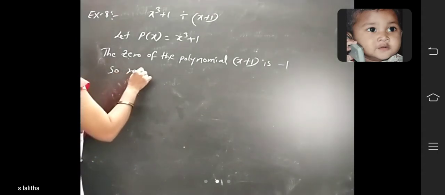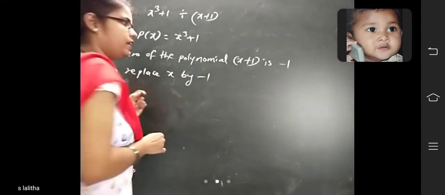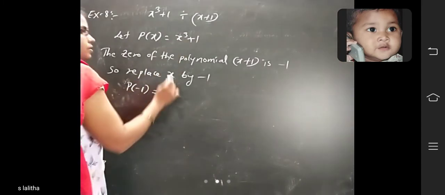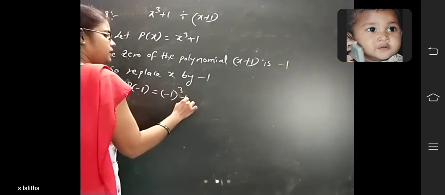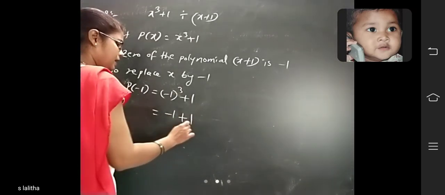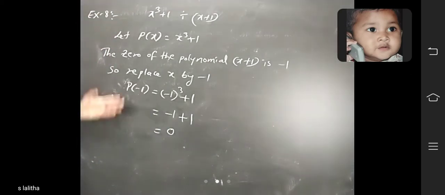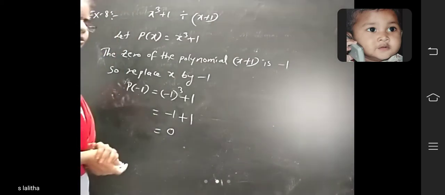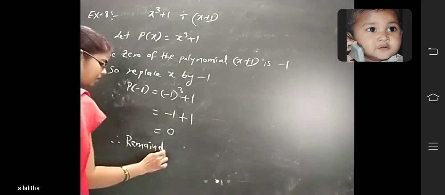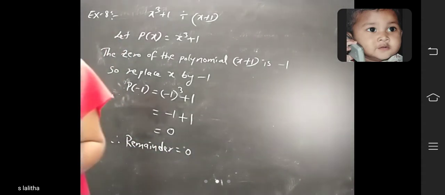So replace x by minus 1. Substitute: p of minus 1 is equal to minus 1 cube plus 1. Minus 1 cube means minus 1, plus 1. So minus 1 plus 1 is how much? 0. Now what is the remainder for this one? 0. So therefore the remainder is equal to 0. Okay, right.